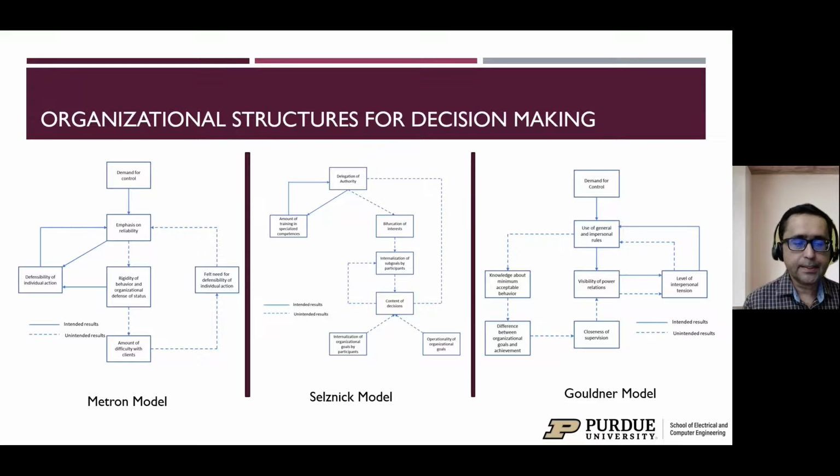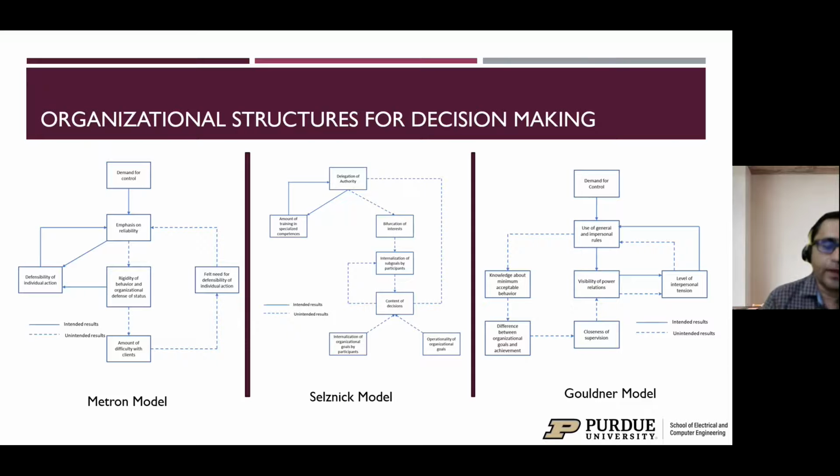But if you really see these three diagrams, there are two kinds of pointers. One is a solid pointer that says what the intention was, and the unintended consequences that happened as a consequence of applying that particular model, like the Merton model.